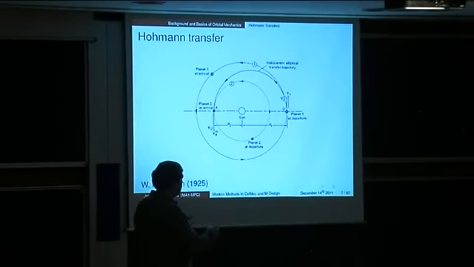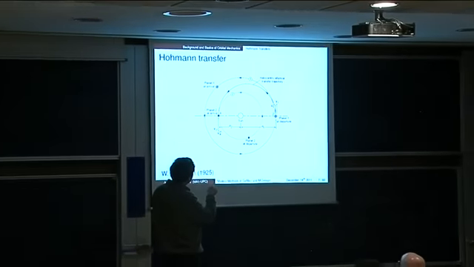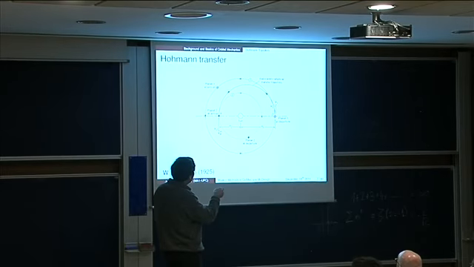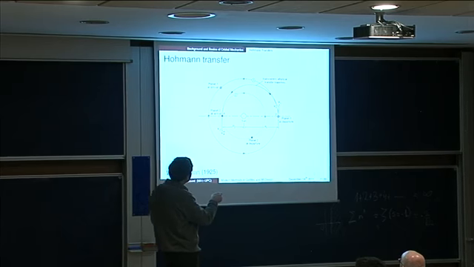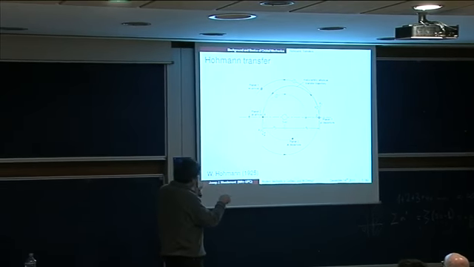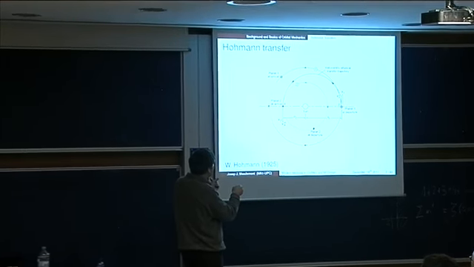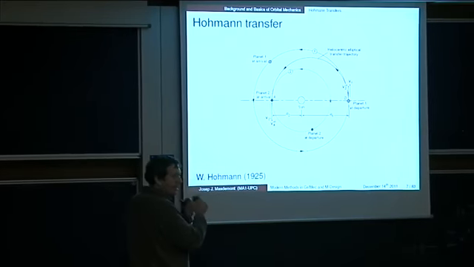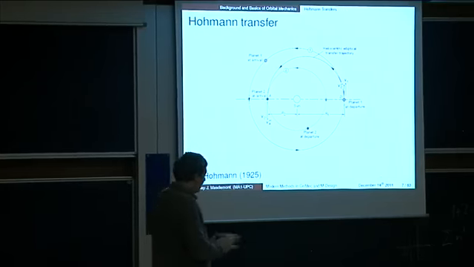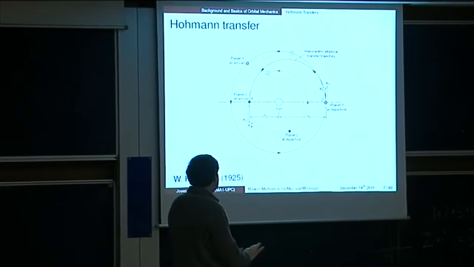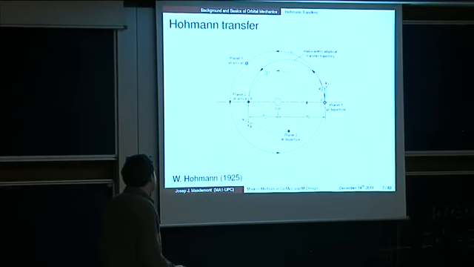Of course, we need to phase the departure and the arrival. Since we have a time, there will be a fixed time for the trip. And then you have to phase everything so that when you launch here, you will find the other planet in the right position. This is essentially the same transfer, but you have a phasing problem as well.